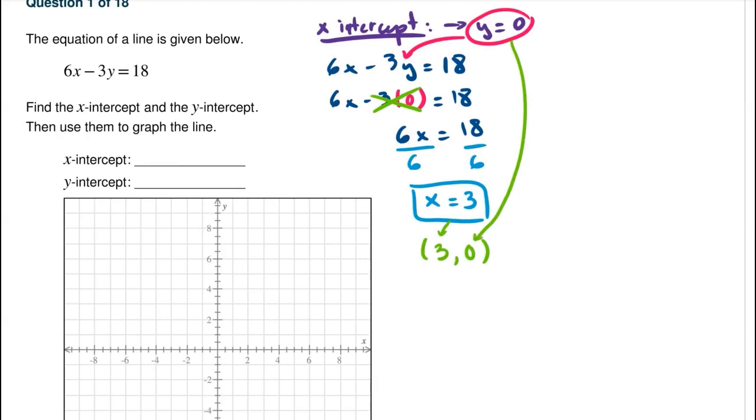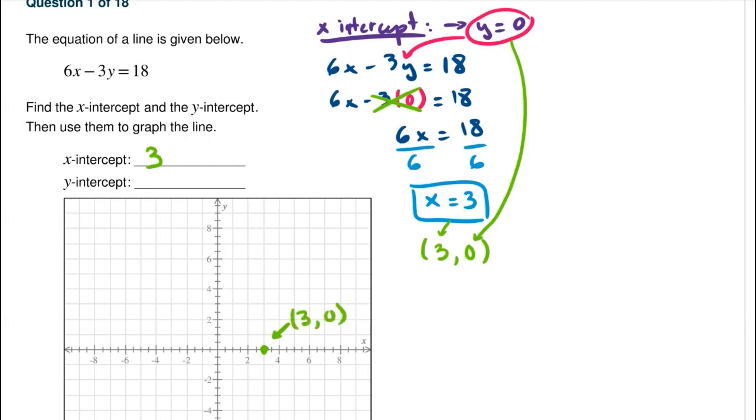On the computer they may just want you to give the input as 3. The x-intercept is 3, but as a coordinate point it should be 3, 0. So we have 3 on the x-axis, which would be right here. That is 3, 0.